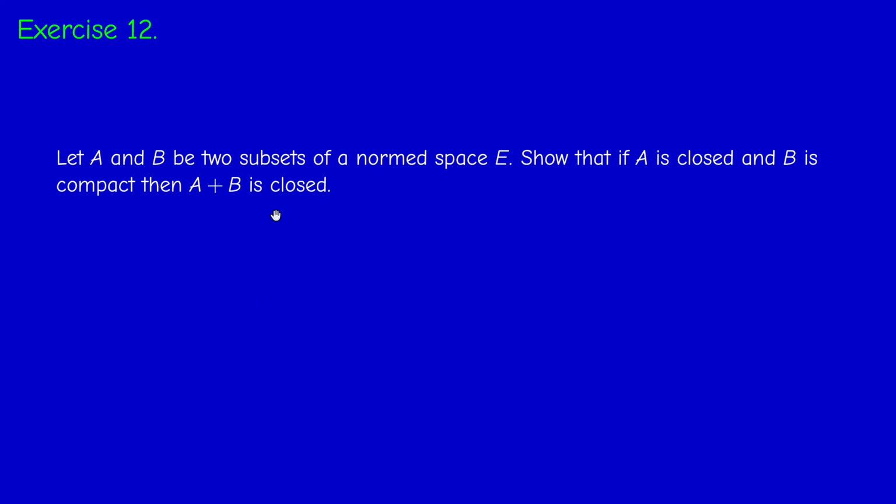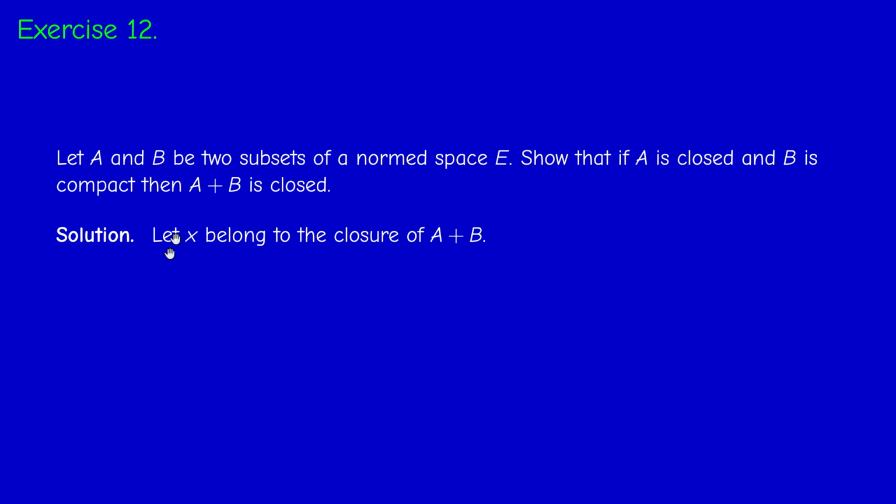There are several ways. We can prove that the complement is open. We can prove that it's equal to its closure. So this is what we are going to do. We have to prove that this set is equal to its closure. So I have to prove that the closure is contained in the set. So I take an element x in the closure, and I want to prove that x is in A plus B. So this means that the closure of A plus B is A plus B.